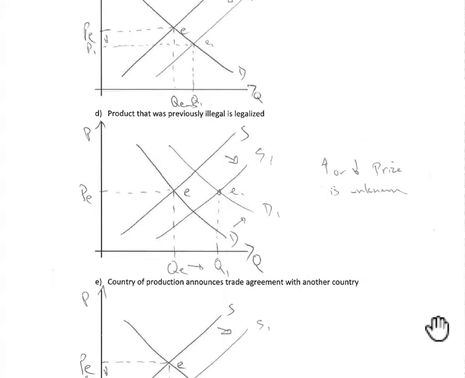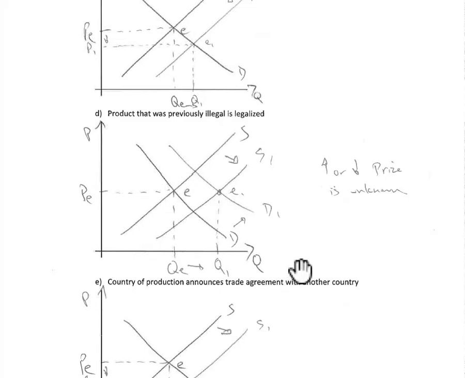Let's go to 1D. And so a product that was previously illegal is now legalized. And so think about any product that this could be. It's going to cause a cascade of effects. And so let's look at our baseline scenario first. And so hopefully you can ignore some of the information here. So we'll have our quantity, our price. Our baseline demand is this curve right here, this first one, this curve D, and our baseline supply is this curve right here. Okay, curve S.